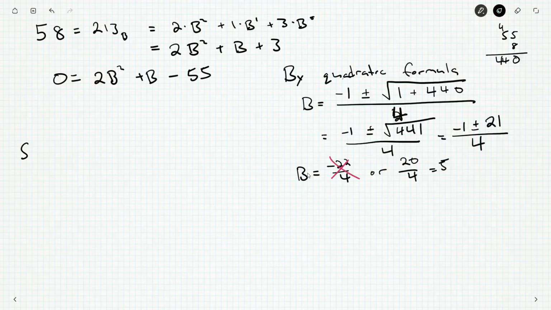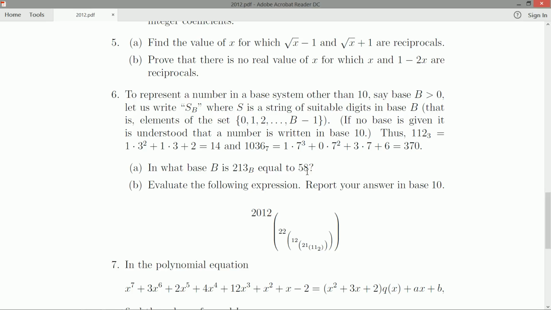Okay. So b is equal to 5. If you wanted to, you could even double check that. 2 times 25, 5 squared is 25. 2 times 25 is 50, plus another 5 is 55, plus another 3 is 58. So that really does work. Okay. So that's a part. Not too bad. Not too bad. Did rely on us understanding what base is.